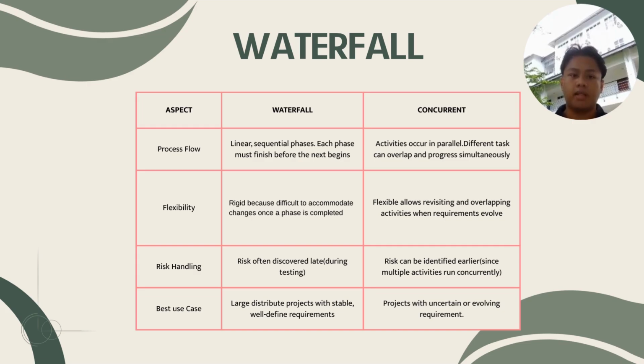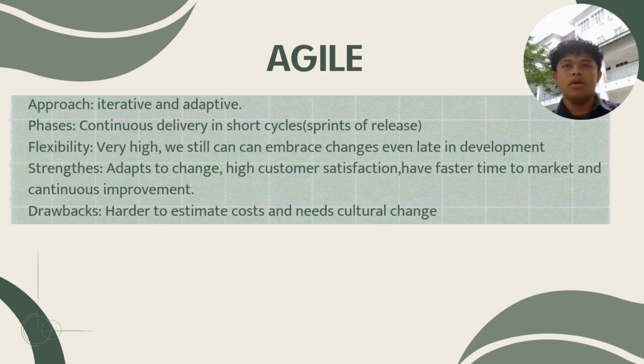concurrently. And the last one, the best use case for the waterfall model is in large distributed projects with stable, well-defined requirements, and for the concurrent model, projects with uncertain or evolving requirements. Next, I will be talking about Agile.